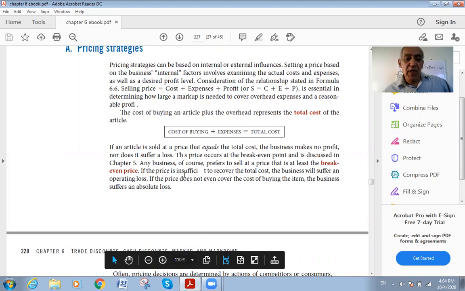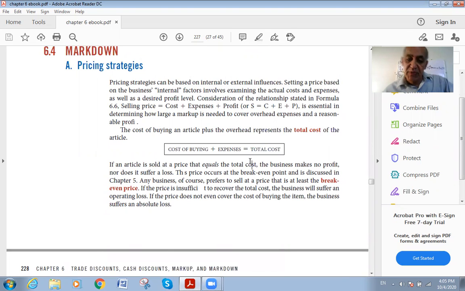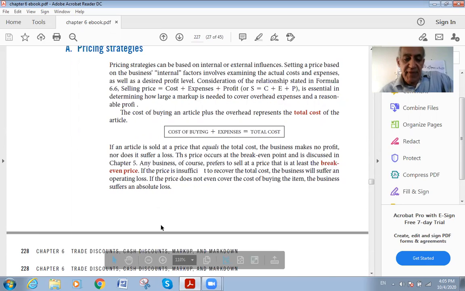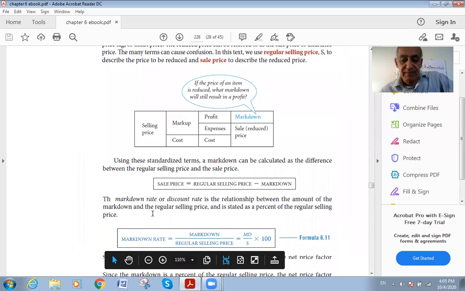Let's see now about the pricing. The cost of buying plus the expenses are the total cost. That's what we said before. Any cost for any product consists of the cost of buying plus all the expenses. Okay, that's fine. So this will give me the total costs. That leads me to something called the sale price or the markdown.